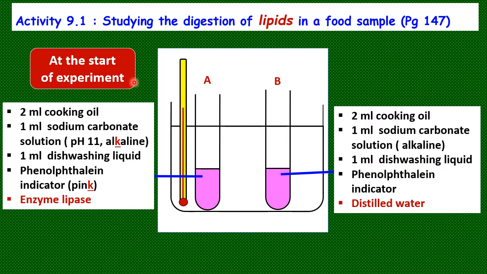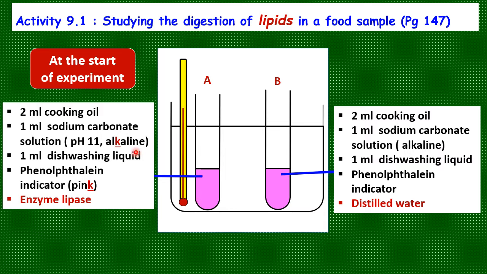Now, at the start of the experiment, we have test tube A and B. Test tube A contains cooking oil, sodium carbonate solution, which is alkaline with a pH of around 10 to 11. Then we have 1 ml dishwashing liquid to act as the emulsifying liquid to break up the fat droplets, or the lipid droplets, in the cooking oil. Then we have phenolphthalein indicator, which turns pink in alkaline conditions.